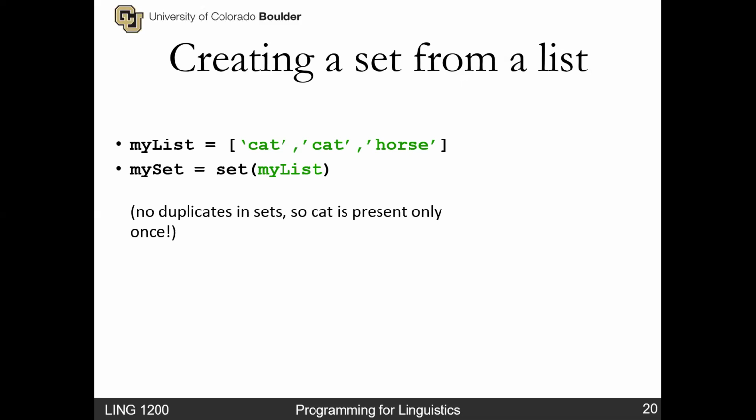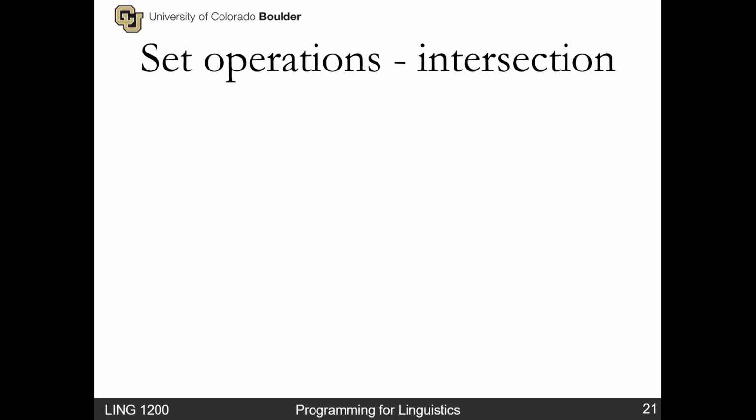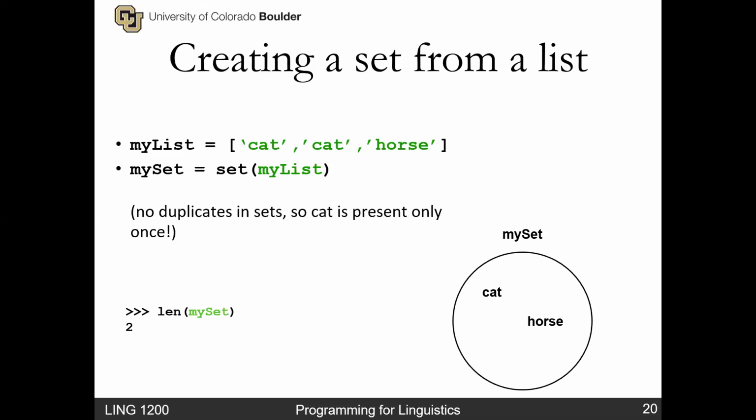Coming back to duplicates from a couple of slides ago, notice how myList contains 2 copies of cat, but mySet contains only 1. I repeat once more, sets are oblivious to duplicates, as can be verified by asking Python to compute the length of mySet.